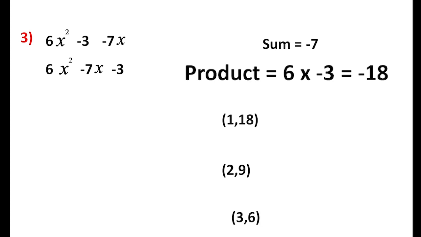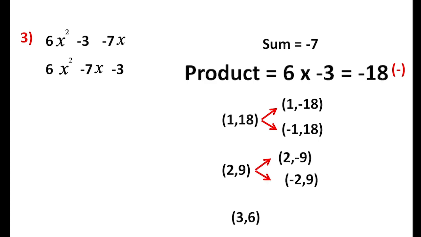Here the product is negative, so we can take the first one as negative or the second one as negative. So the first pair is 1 and negative 18, the second pair is negative 1 and 18, the third pair is 2 and minus 9, the fourth pair is minus 2 and 9, the fifth pair is 3 and minus 6, and the last pair is minus 3 and 6.